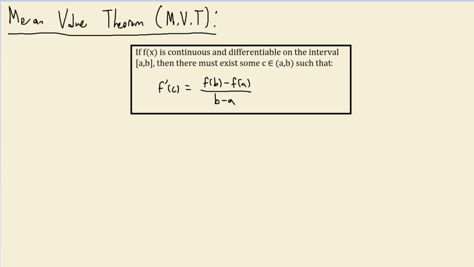So in order to get a sense of that, let's just consider the case, for example, where f prime of c is greater than 0. What do we know about f if we know that f prime of c is greater than 0?